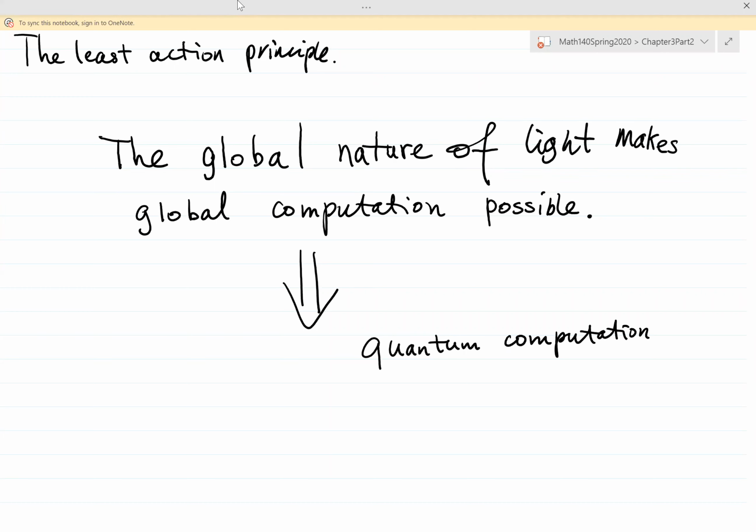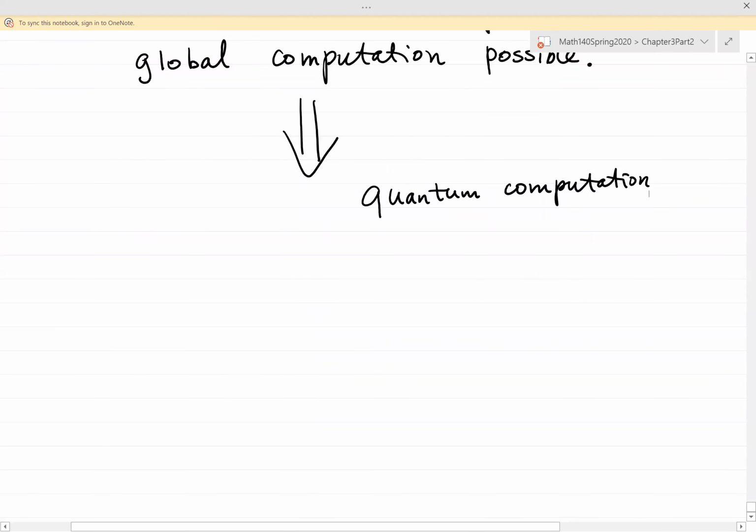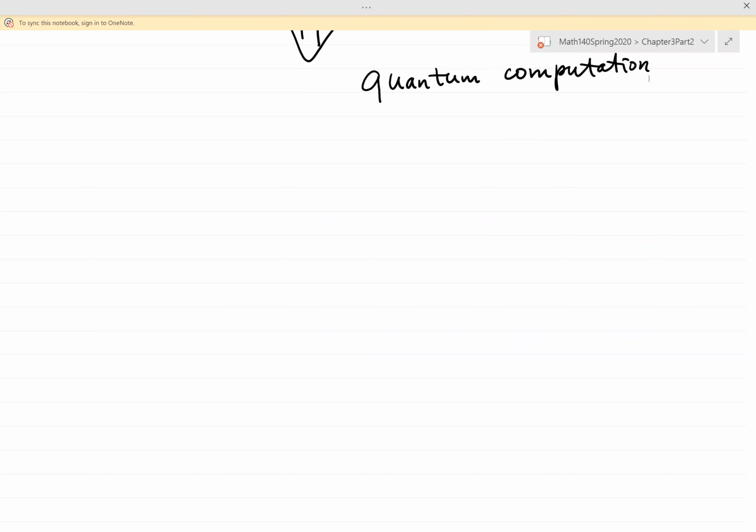Now we start a new section called Newton's method.